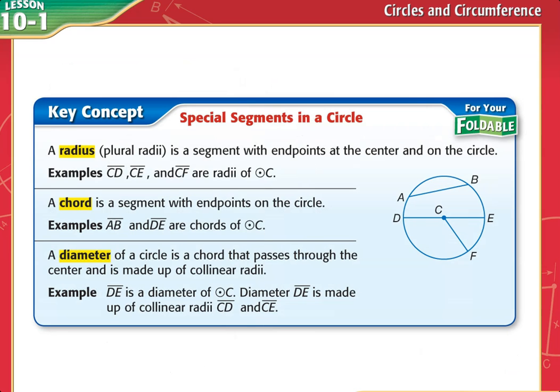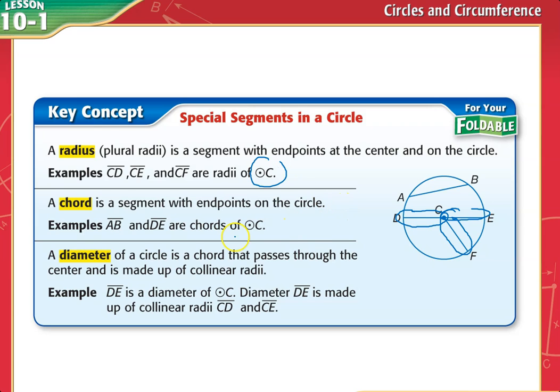All right, special segments in a circle. We have the radius, plural radii. It's a segment with endpoints at the center and on the circle. The examples here are segment CD, which is a radius, and so is CE, and so is CF. Those are all considered radii, with a center of C.